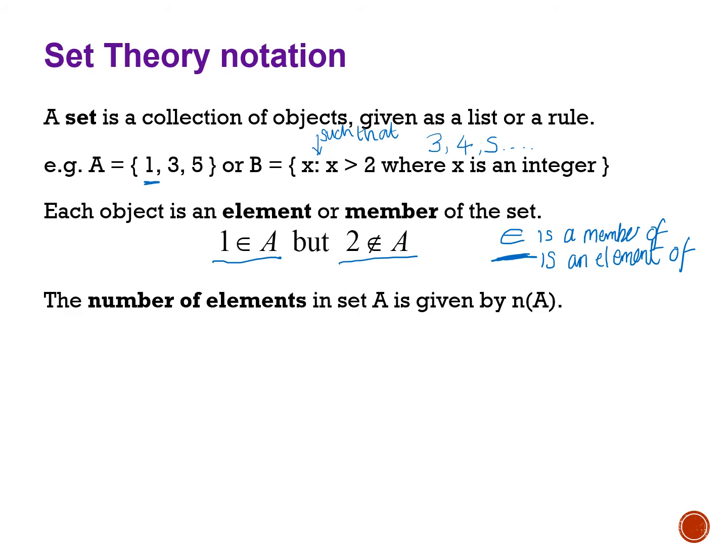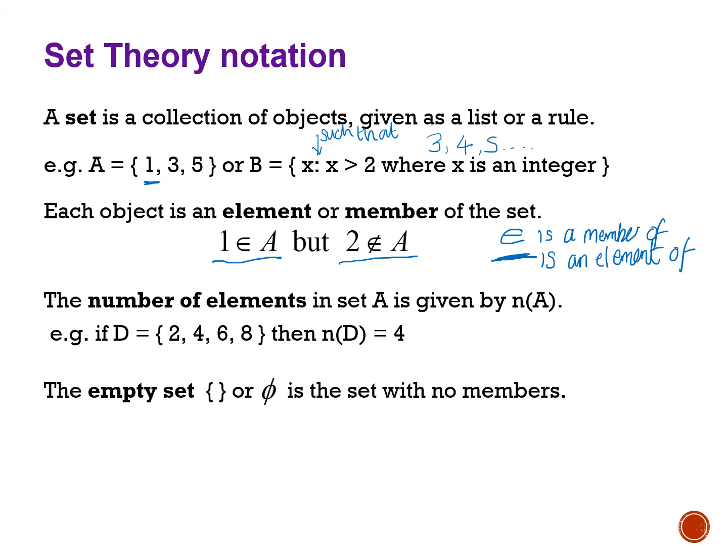The number of elements in a set is given by n(A). So in our particular example up there, I would have done another example here. If D is the elements 2, 4, 6, 8, then n(D) equals 4. Again, that sometimes comes up in questions.